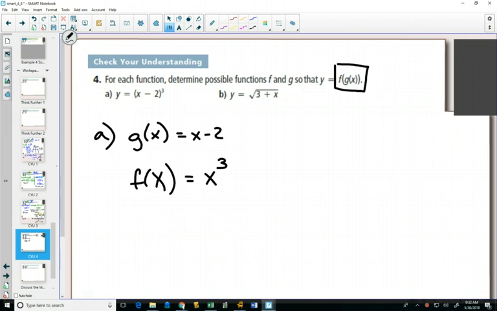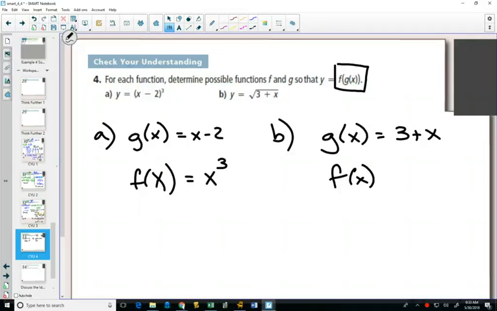In b, can you see a 3 plus x inside of a square root? So I would say my inside function is 3 plus x. And what's happening to the 3 plus x? It's getting square rooted. So my outside function is just the square root of x.